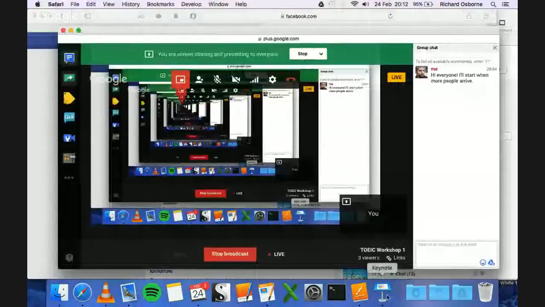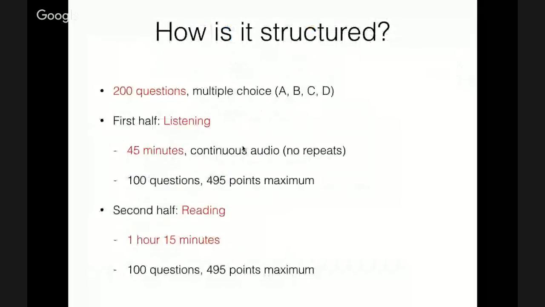Okay, so every TOEIC test is structured in the same way. Essentially, you've got 200 questions. They're all multiple choice questions. You've got the choice of A, B, C, or D, except one part where it's just A, B, C, but there's always four answers possibly, and you choose one answer.